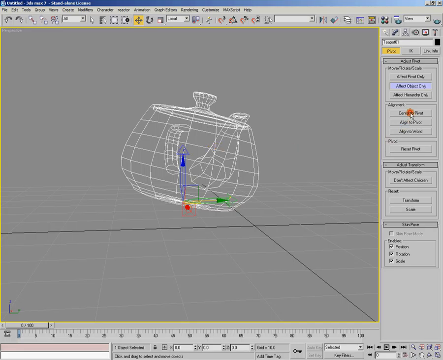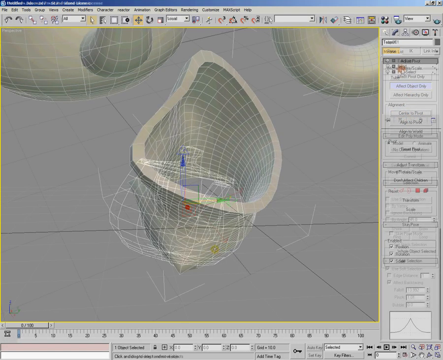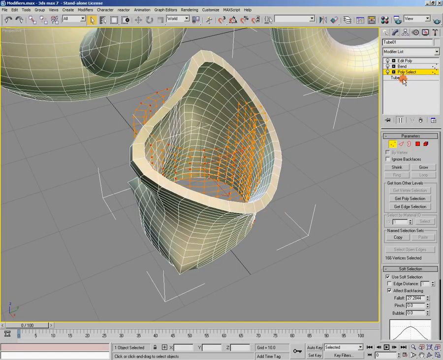Then we looked at two kind of related topics. We looked at the modifiers and we looked at space warps.